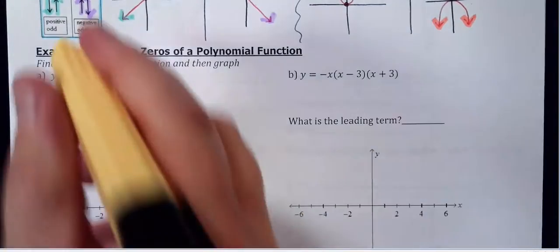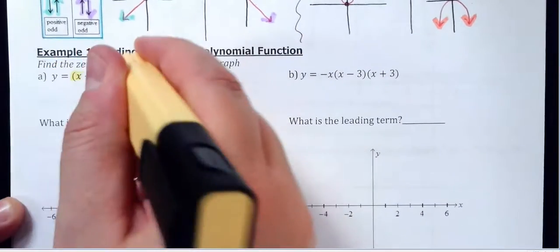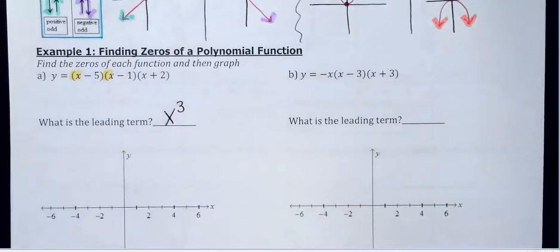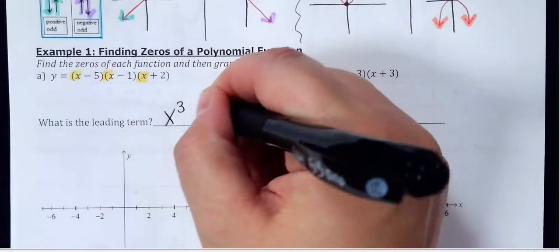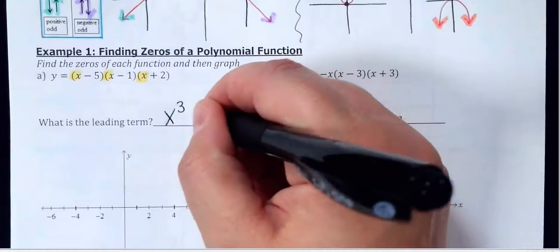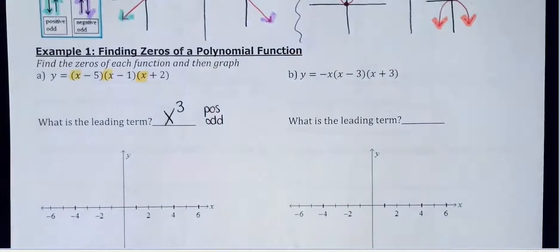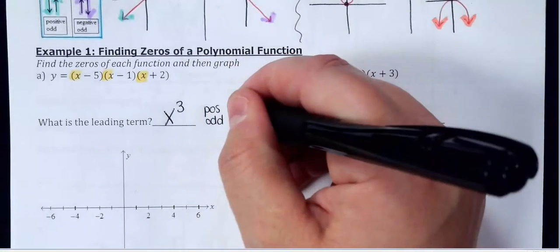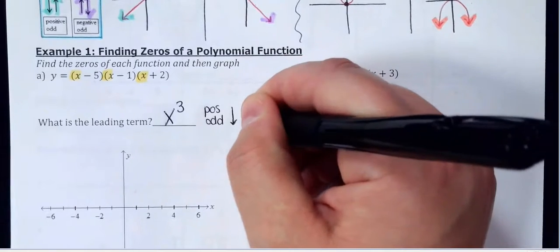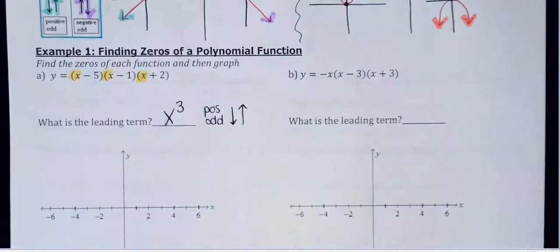Exactly. Okay, so as long as they're written in standard form, if you just take the very first term of each of your factors and multiply that out, that would give you x times x times x. That would make it x to the third. Okay, nothing making this negative or anything like that. So this would be positive, and that x to the third would make it odd. So then, I know my end behavior has to go down at the beginning and up at the end.